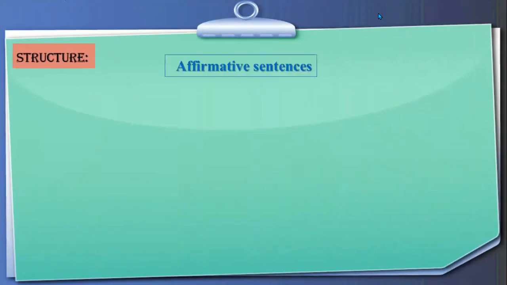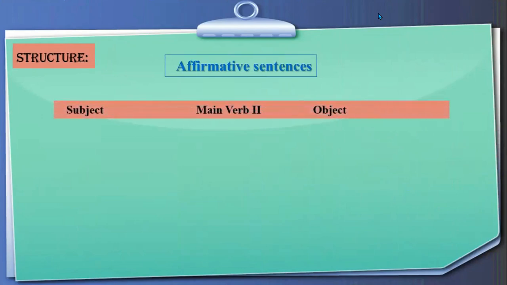Here is the structure of the sentences. First, we are talking about affirmative sentences. This is the structure: subject, then main verb, second form of the main verb, and object. I completed my homework yesterday. The first form would be complete, but because this is the past simple, we are using the second form of the main verb, and that is completed. I completed my homework yesterday.